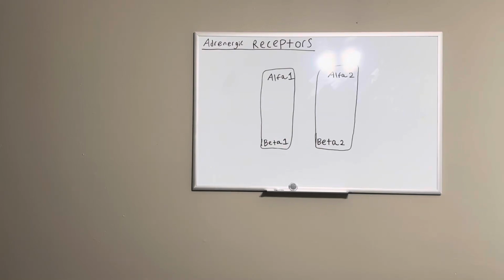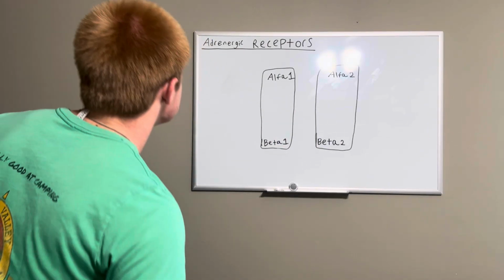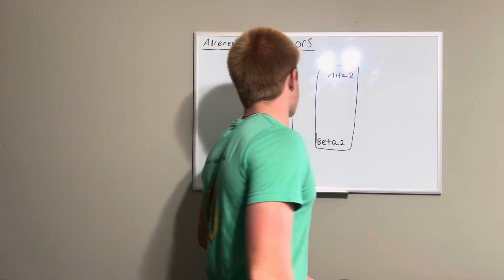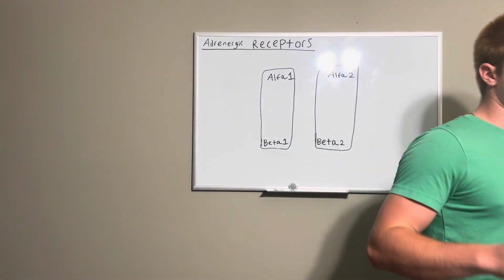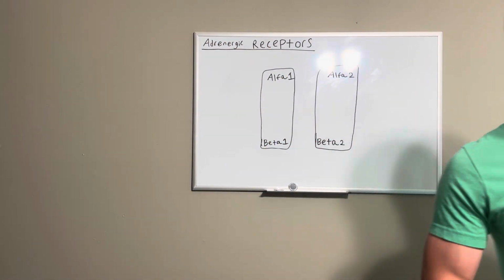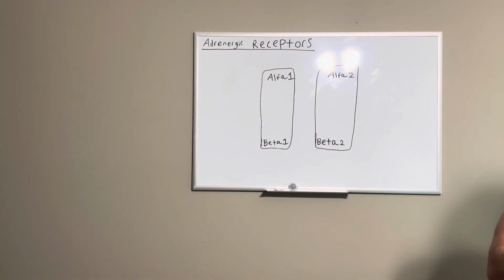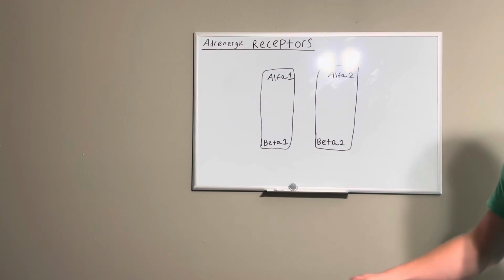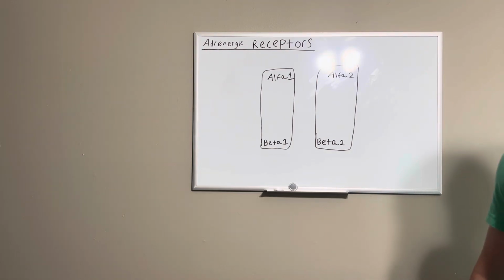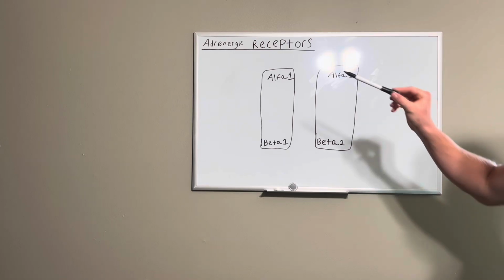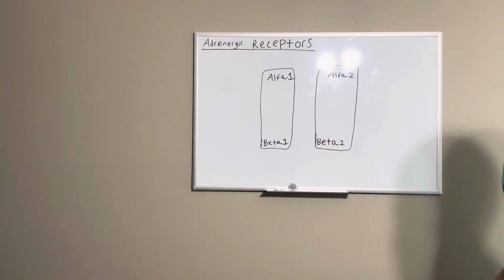Alright, so today I'm going to be talking about adrenergic receptors. Adrenergic receptors alpha 1, alpha 2, beta 1, and beta 2 all interact with the sympathetic nervous system. Adrenal glands produce epinephrine, and norepinephrine is also produced. These bind to the adrenergic receptors and stimulate their action, what they're going to want to do.